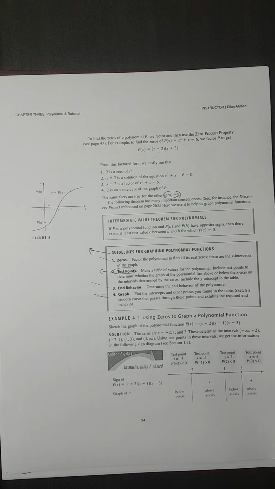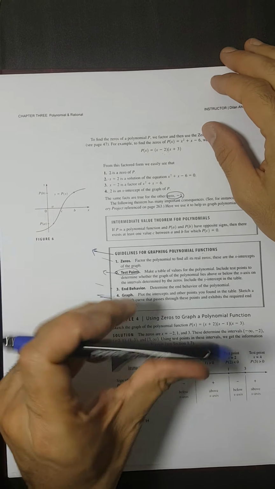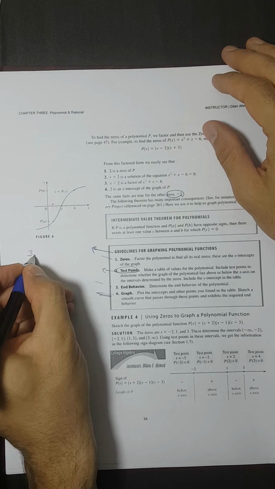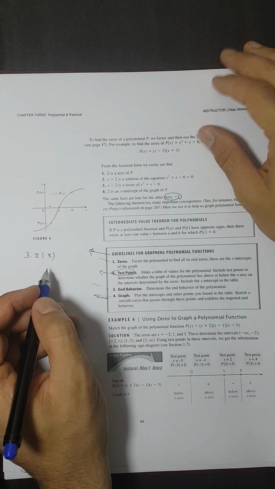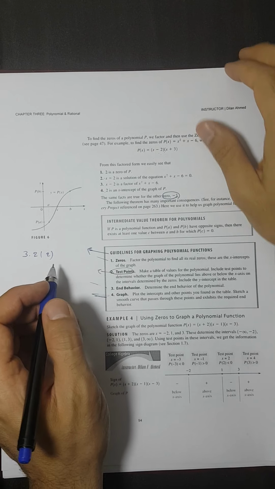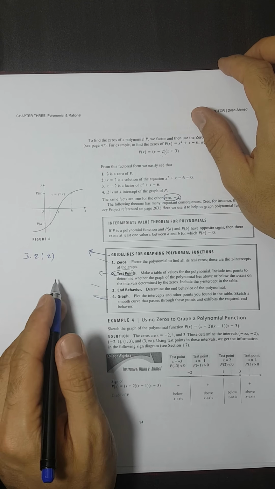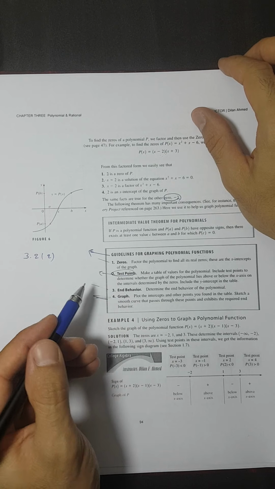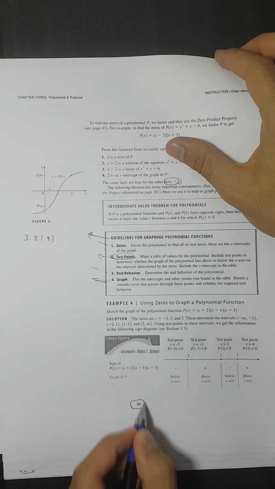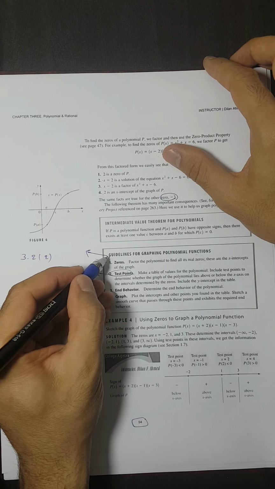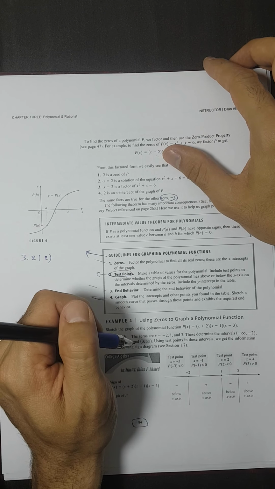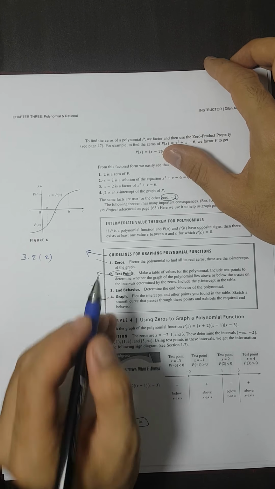Hello again, dear students, for completing 3.2, the second video. In this video, I'm going to finish 3.2, and as we stopped on page 94 in the previous one, now we are going to continue with guidelines for graphing polynomial functions.